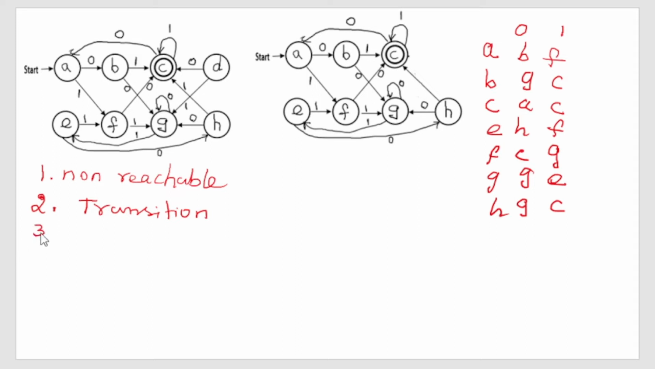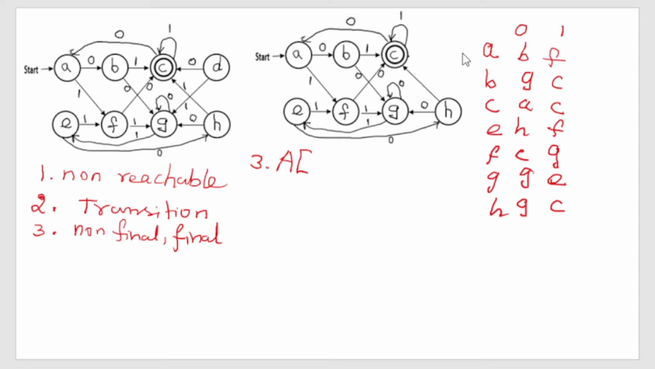The third step is we have to construct two different sets of states. One is the set of all non-final states and the other is the set of all final states. So we have to form two different groups. The first group is the set of all non-final states and the second one is the set of all final states. Let me name the first group A. A is the set of all non-final states.